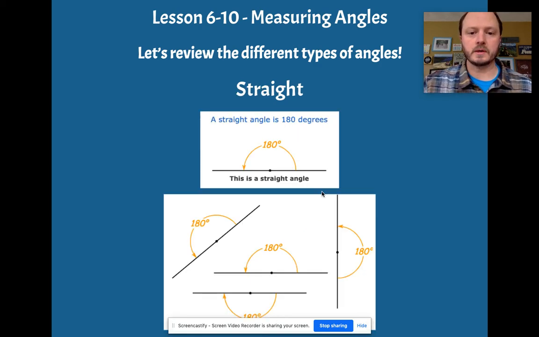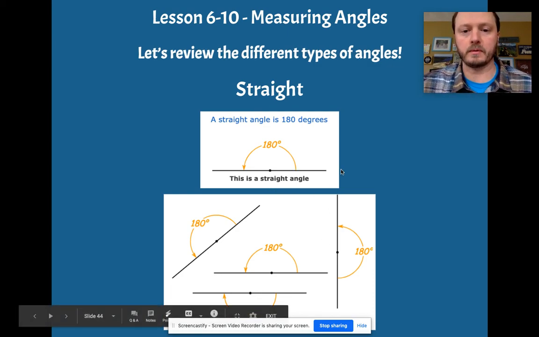And that brings us to another reference point kind of angle, a straight angle. A straight angle resembles just a straight line. It's 180 degrees. And if we think about if we are standing exactly still and then we turn around halfway around and we're facing the opposite direction, we've made a 180 degree turn. And that's what this angle represents.